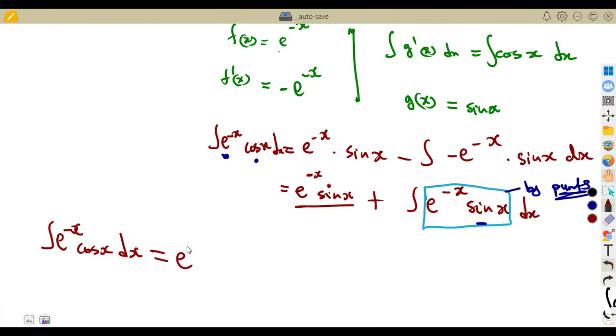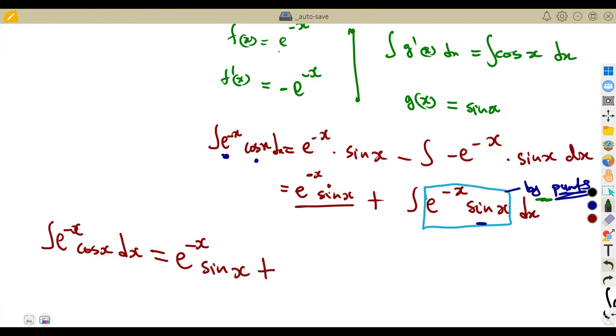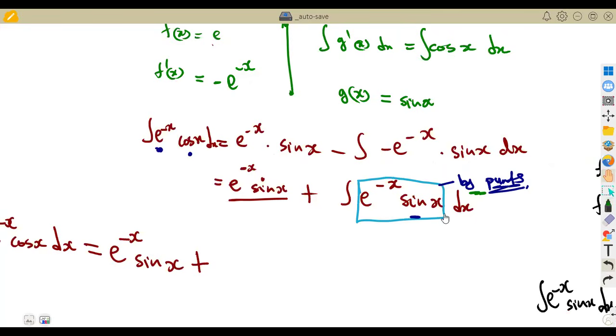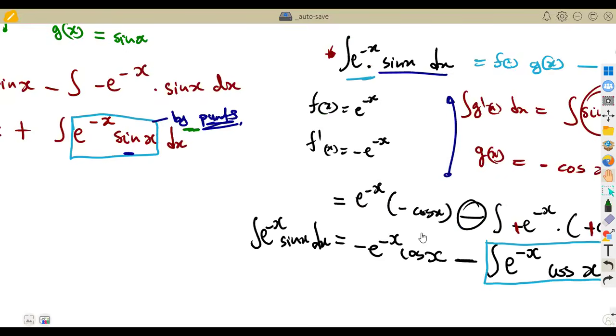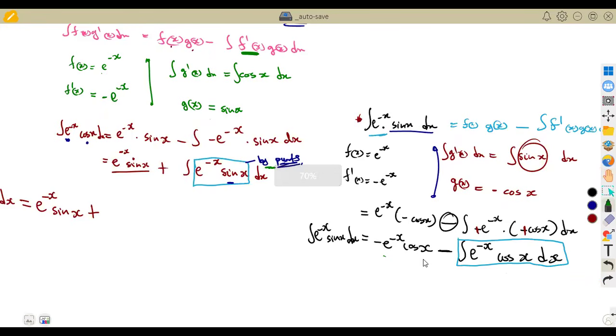We got e to the exponent of minus x sine of x like this, plus the integral of e to the exponent of minus x sine x dx, which is the one that I said we are supposed to apply by parts again. And when we did that application of by parts, this was our solution here. All right, we got this answer here. This was our solution, the whole of this part. So we are going to substitute the whole of this part as it is here.